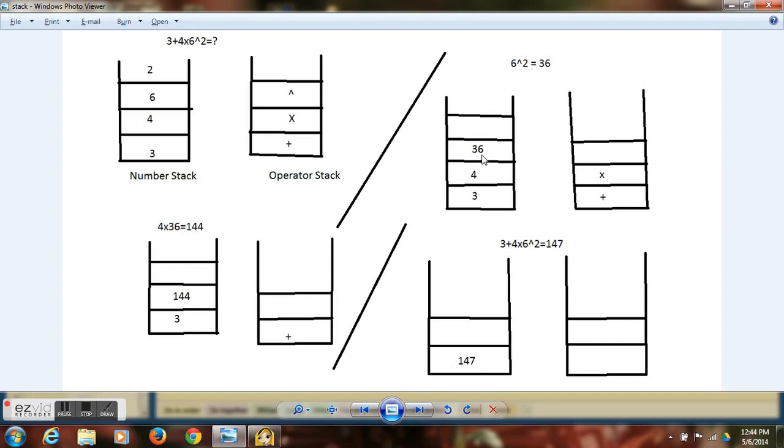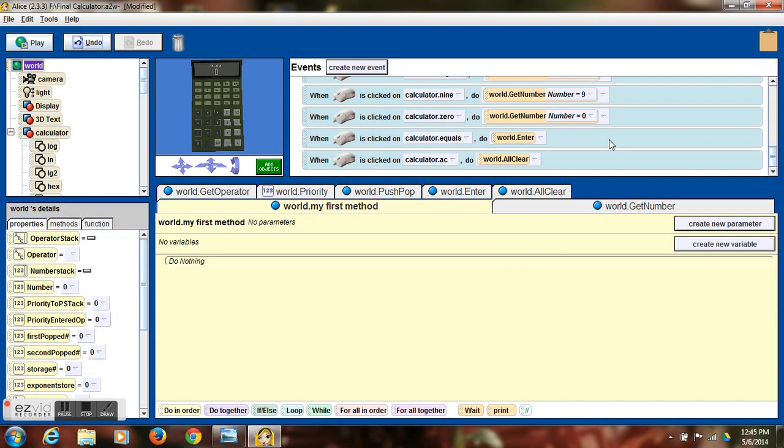Then 36 gets pushed into the number stack, and then we will repeat the process with the rest of the operators and numbers. So here 4 times 36, since 36 and 4 are popped, and then you pop the times, we get 144, which gets pushed back in, and then we do that 144 plus 3, we get 147, and whatever is left at the end is our answer.